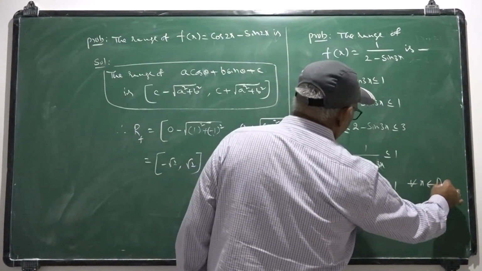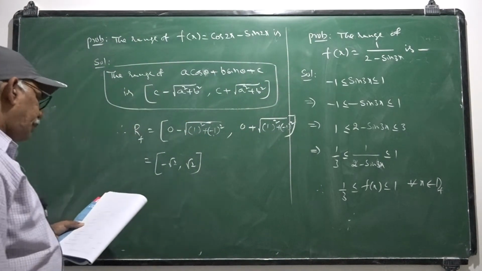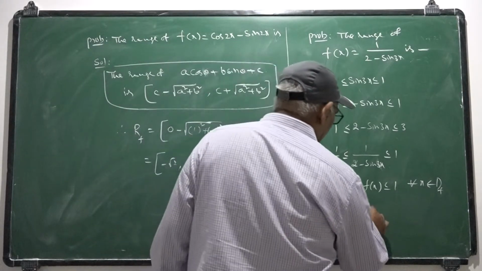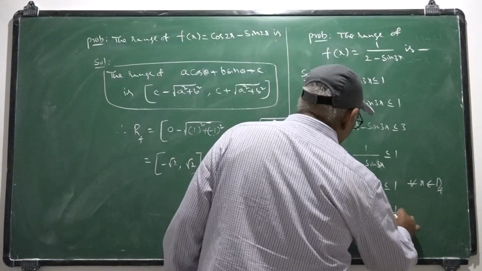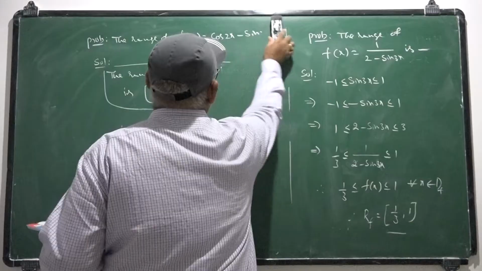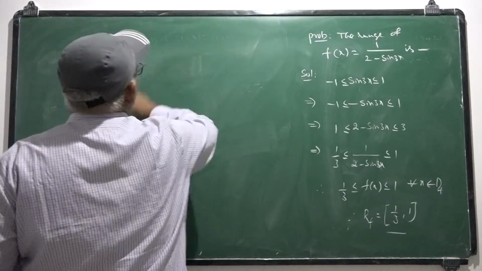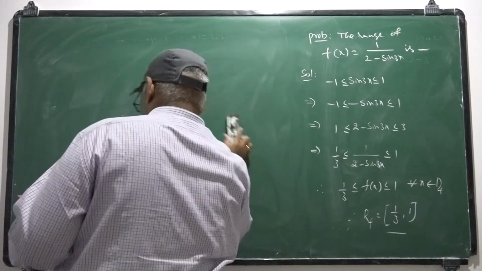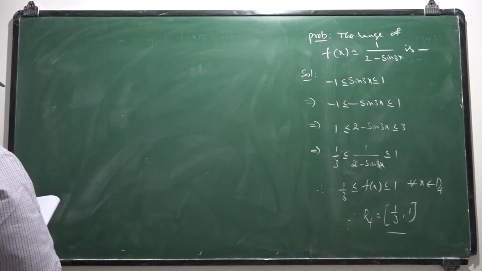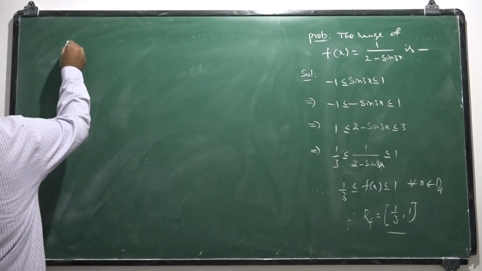That belongs to the domain of the function, of course. Hence the required range of the function is 1 by 3 to 1. 1 by 3 comma 1 itself. Next problem.